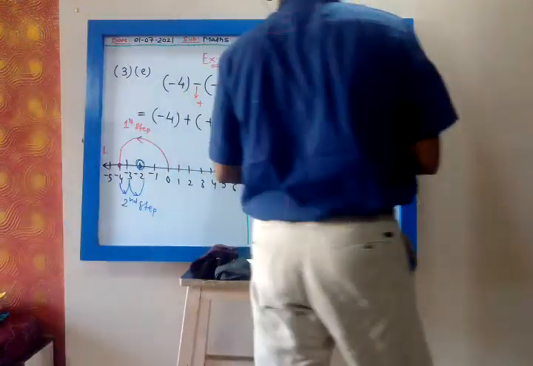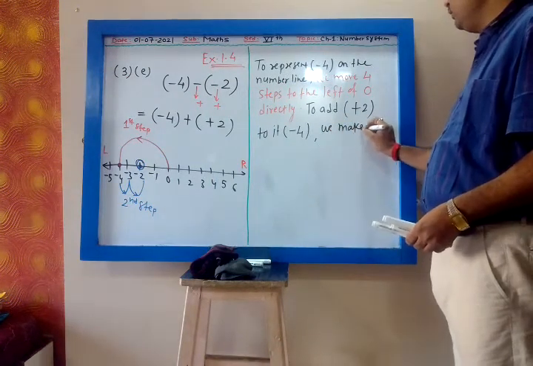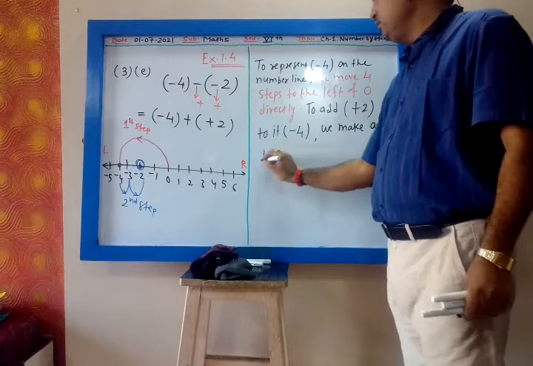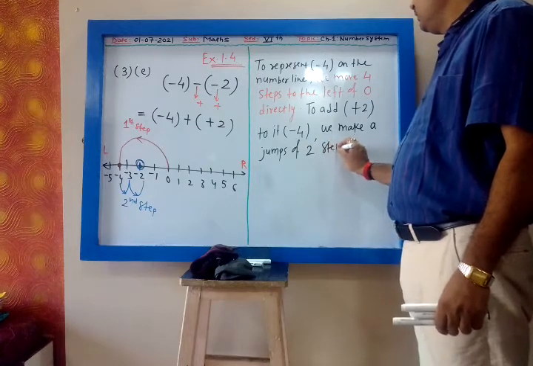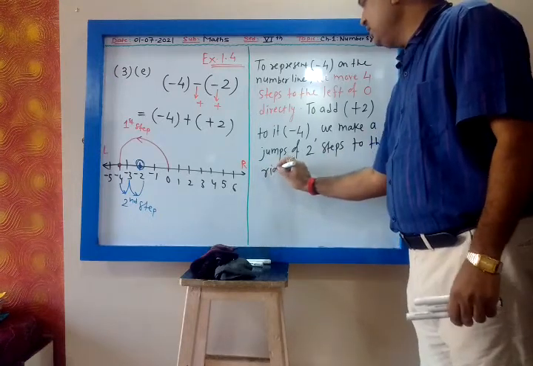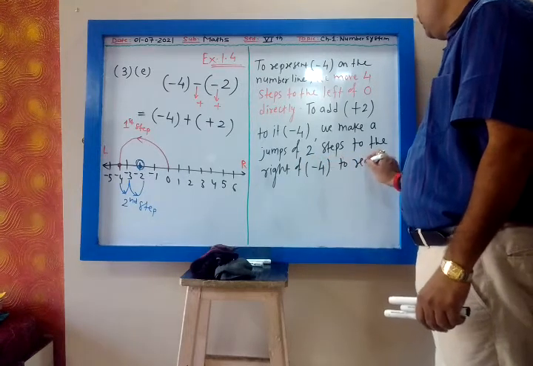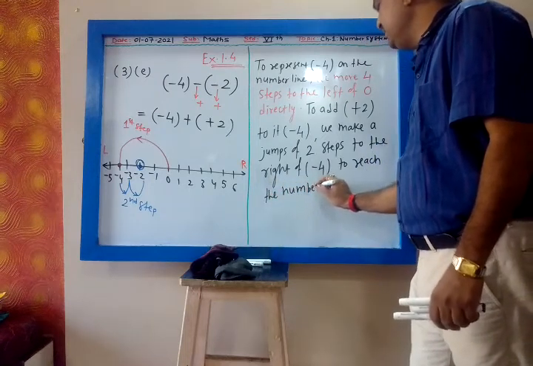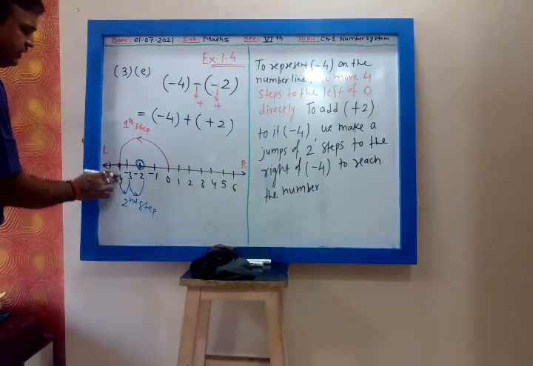So to add plus 2 to minus 4, we make a jump of 2 steps to the right of minus 4, to reach the number... which number we reach when we make a jump? Tell me. From minus 4, when you make a jump of 2 steps, where you reach?